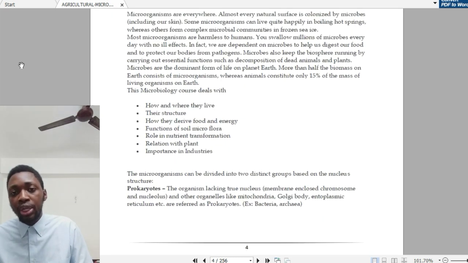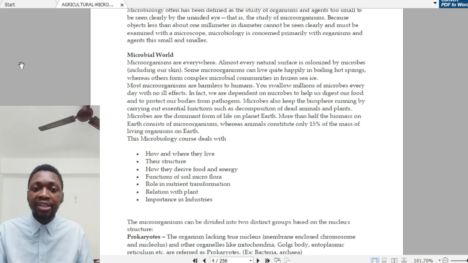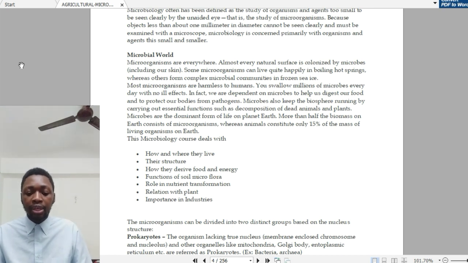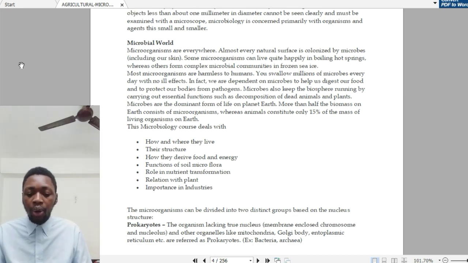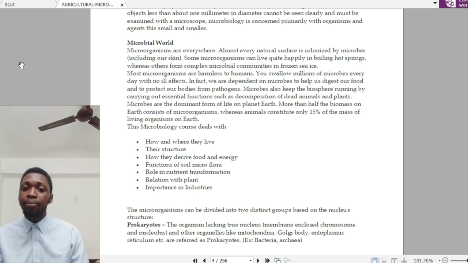They don't have a nucleus, they don't have a nucleolus, and they lack other organelles like mitochondria, Golgi body, and endoplasmic reticulum. All these organisms are referred to as prokaryotes. Examples of prokaryotes are bacteria and archaea. They lack a true nucleus, so we name them prokaryotes in microbiology.